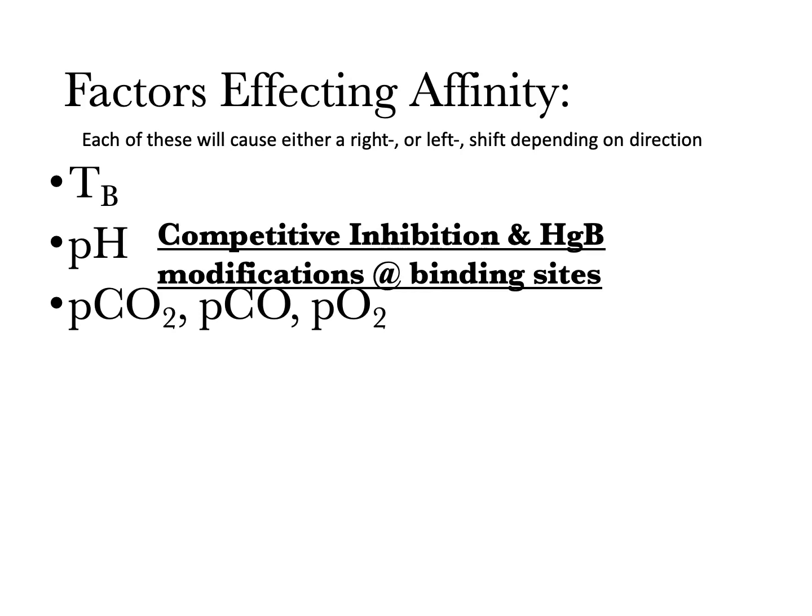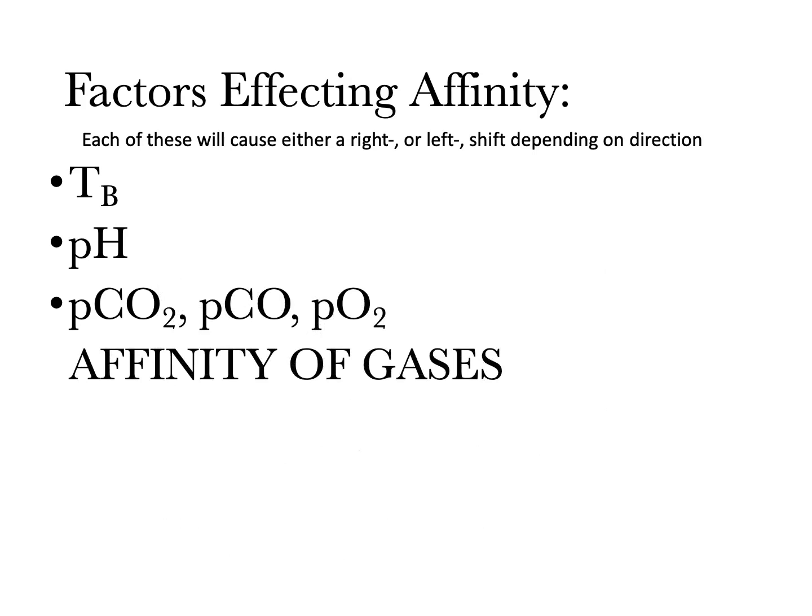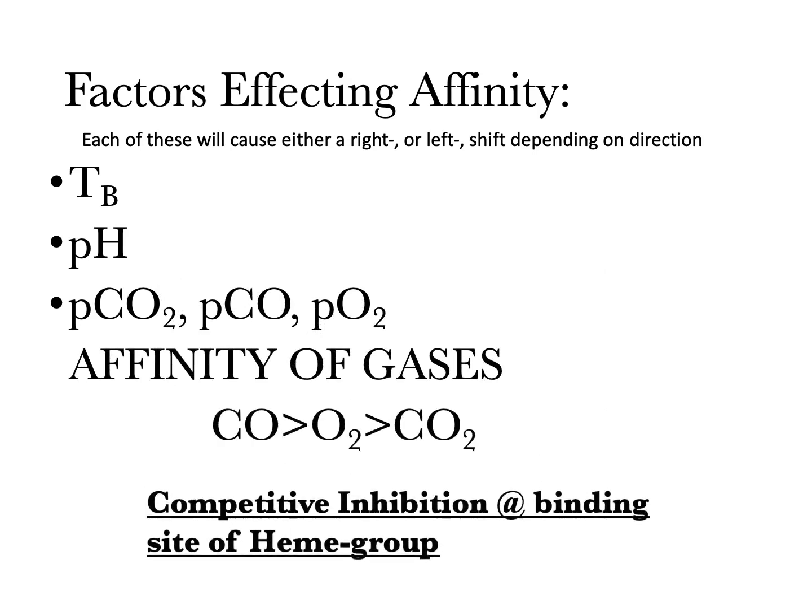The last of the things that will impact the affinity is the affinity of the gases, and this is the concentration of gases within the plasma. And it has to deal with 2 things. It has to deal with the molecular weight of the gas and its relative solubility within the plasma, in which carbon monoxide has a higher affinity than oxygen, which has a higher affinity than carbon dioxide.